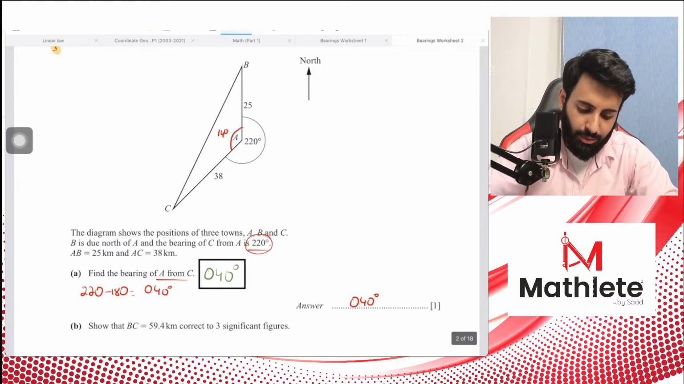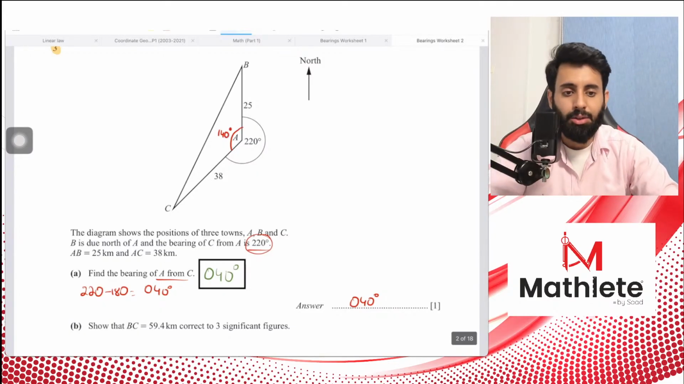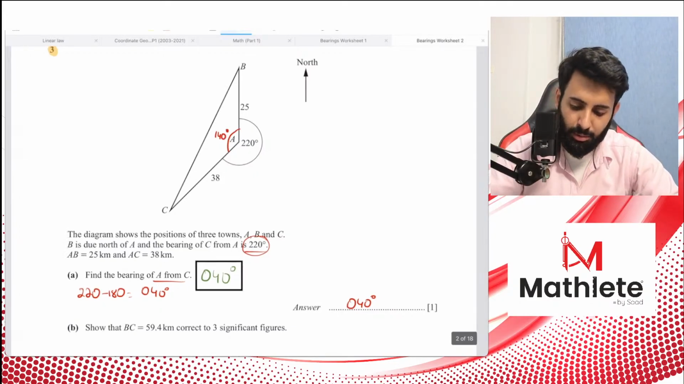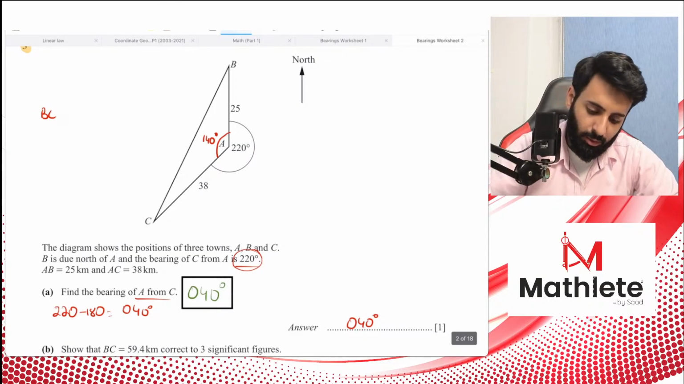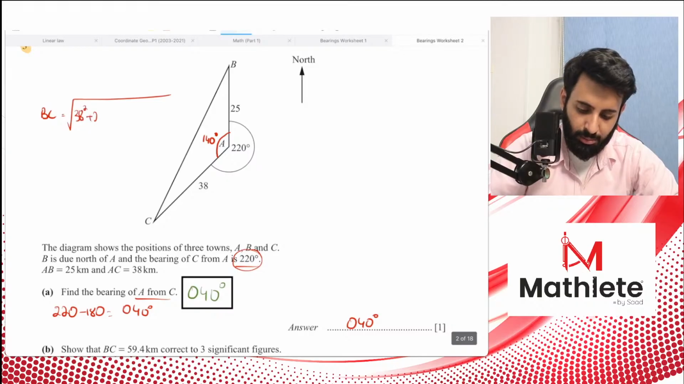And what do we do when you have 2 sides and an included angle? Well, you should know this very well by now, and that is we do cosine rules. So BC, let's make BC the subject to begin with, equals square root of 38 squared plus 25 squared minus 2 into 38 into 25 into cos 140. Okay, so let's work this out.